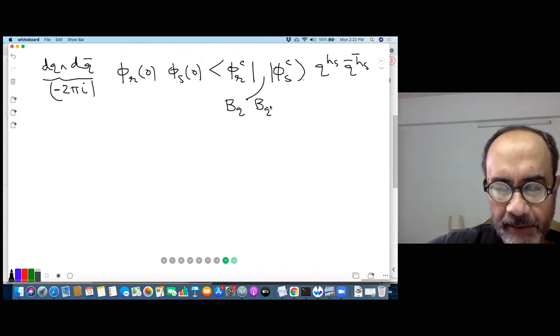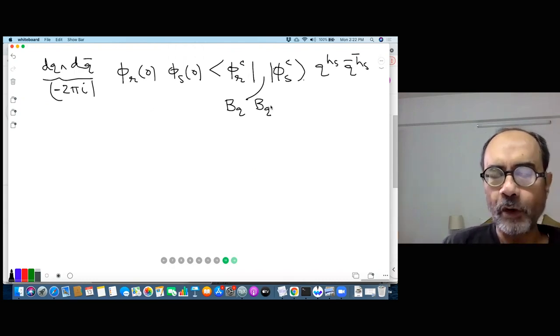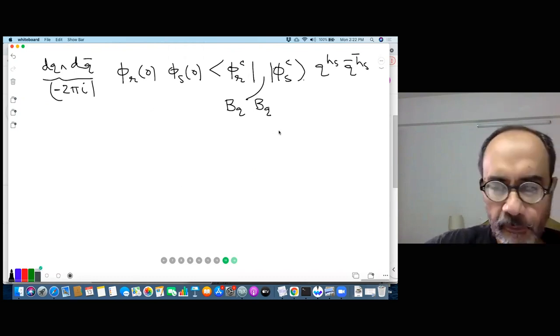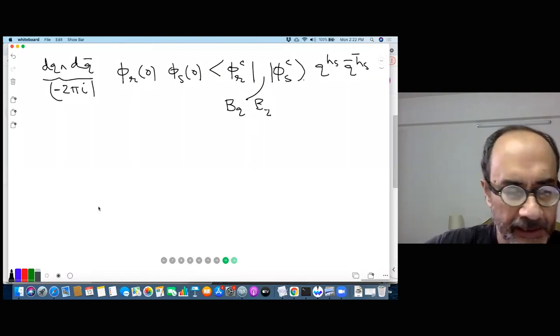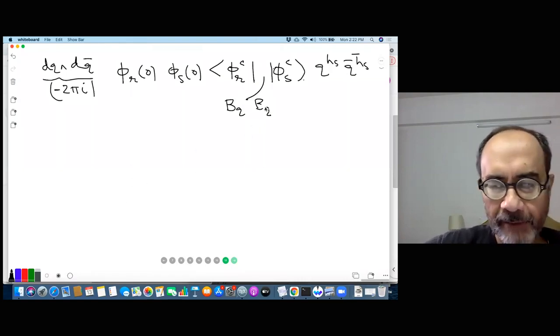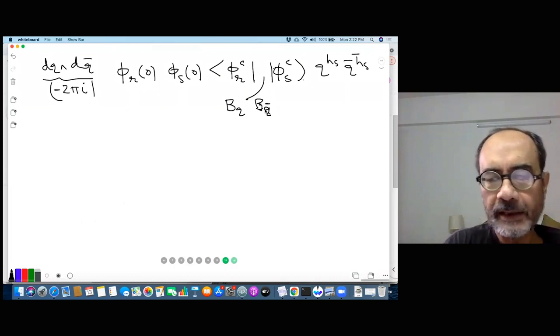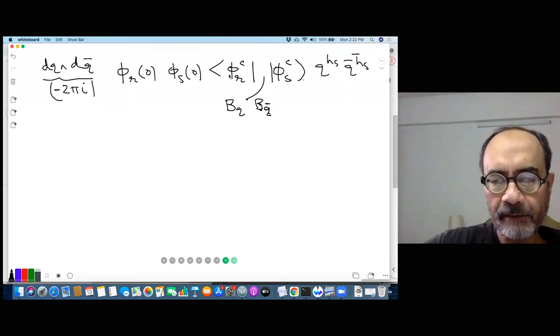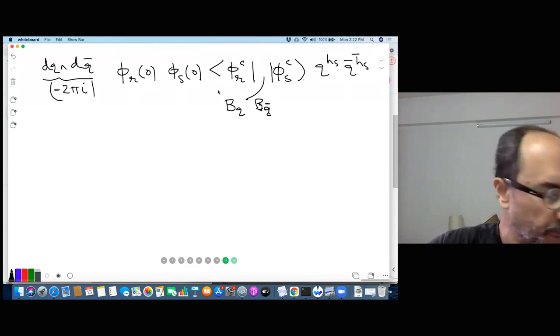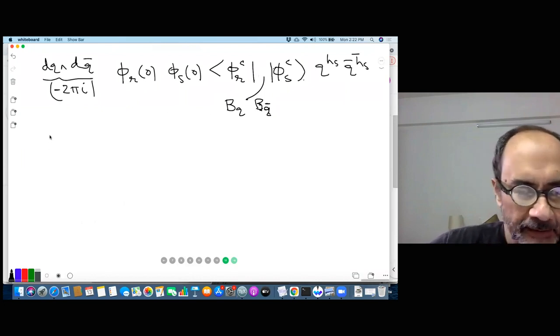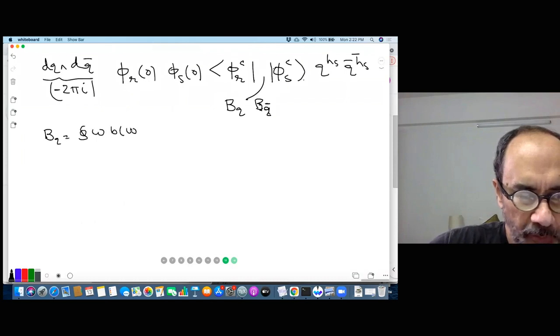Because plumbing fixture just told you how to write down the correlation function in the new Riemann surface in terms of the correlation function of the old Riemann surface. The operator content doesn't change. But here, we have inserted two extra operators, bQ and bQ bar, lying right on mod w equal to mod q to the half. So that can be inserted in between phi_r^c and phi_s^c. And bQ inserted here is the integral w b(w) dw.